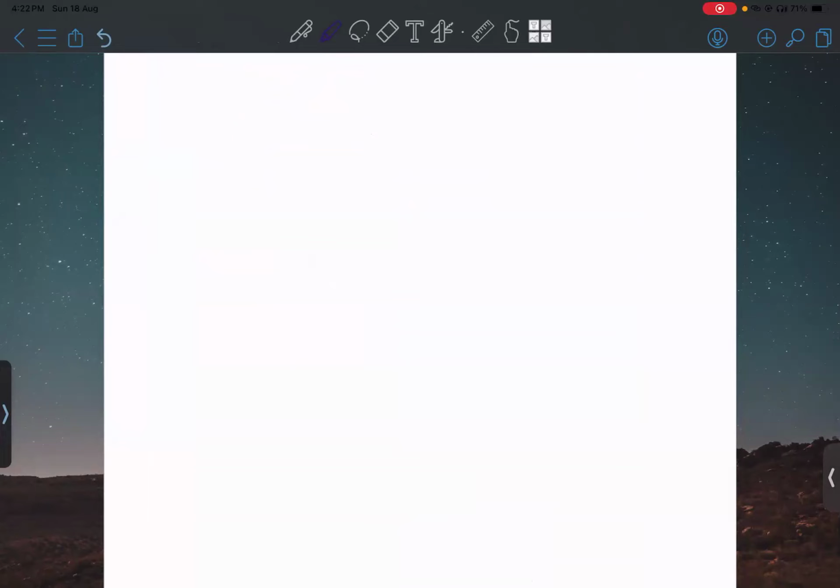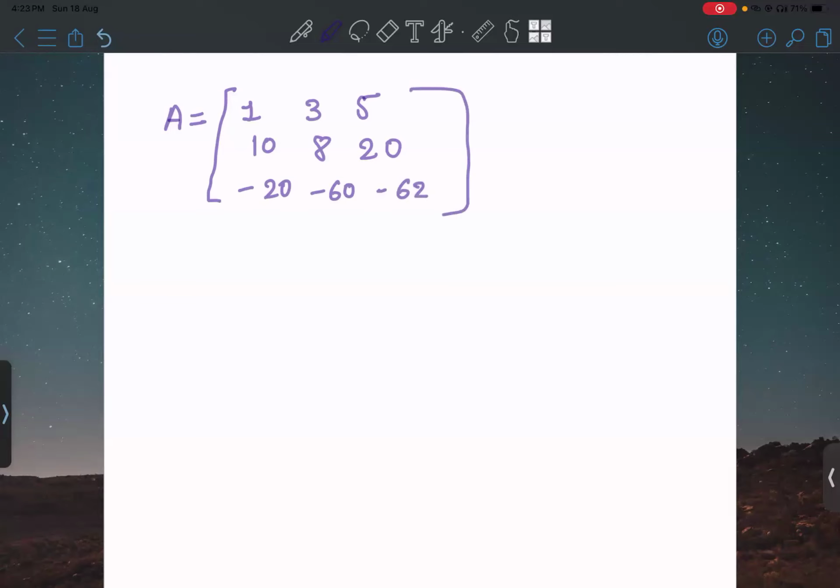Okay. So suppose we have a matrix A equal to some random matrix I am defining. Some random matrix: 1, 3, 5, 10, 8, 20. Similarly, minus 20, minus 60, minus 62. Okay. This matrix I have.